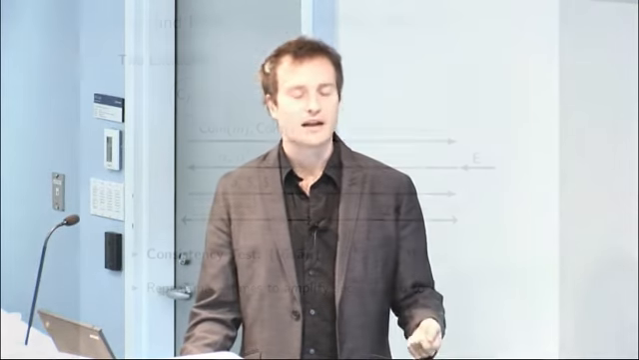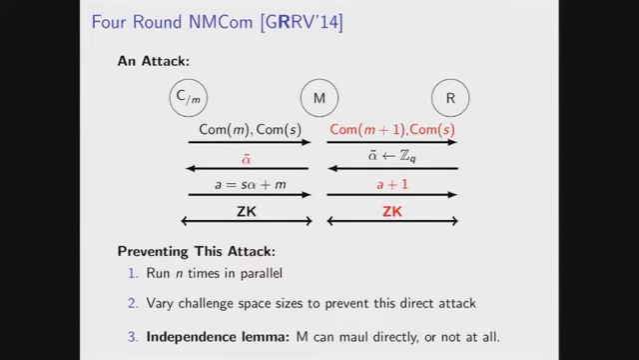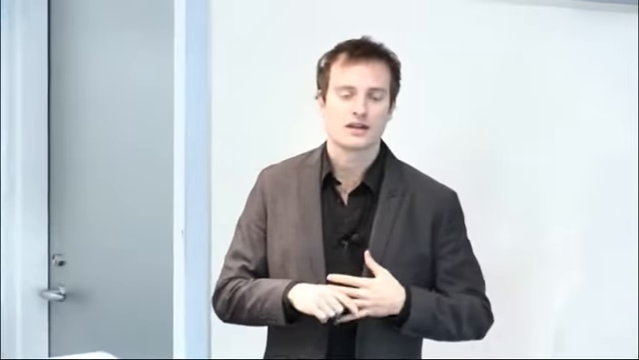Okay, and then this extractor is going to work with non-negligible probability, so you can amplify it many times if you want high probability, and this is the extractor. Yeah? Larger than the number of possible alphas. So that's the independence lemma, which shows that there's nothing he can do except maul them directly. You really need that independence lemma. So okay, good question.